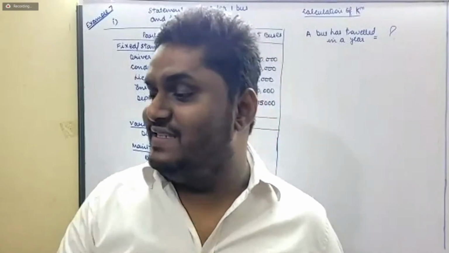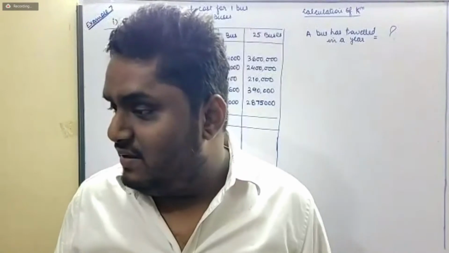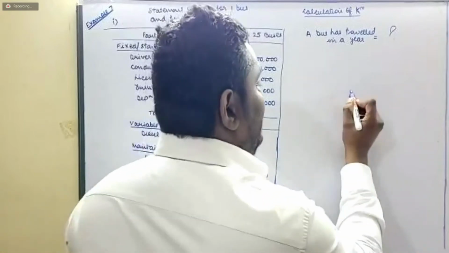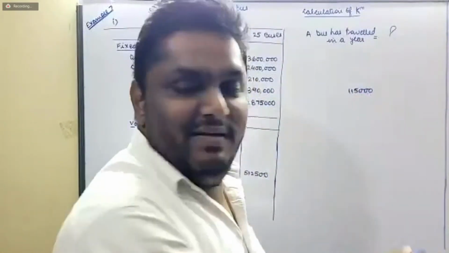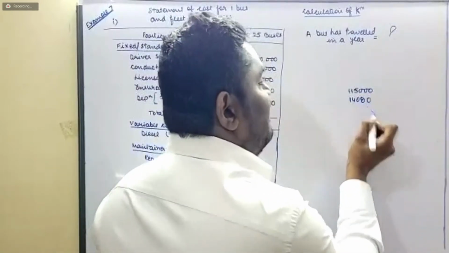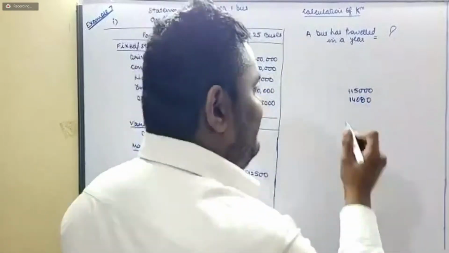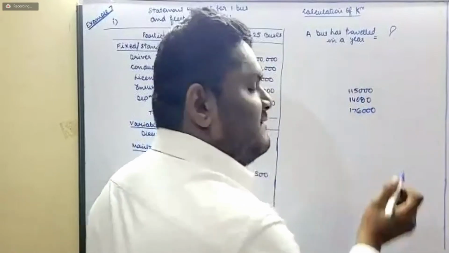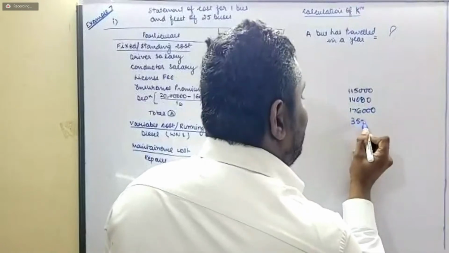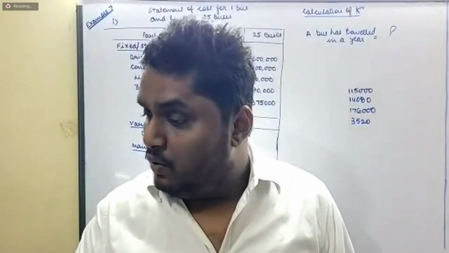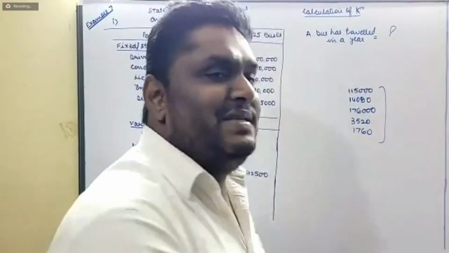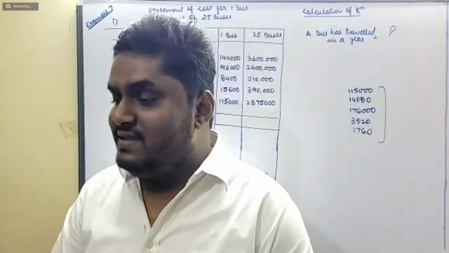So again, I have got so many answers. I've got the following answers: 1,15,000 from someone, 14,080 from someone, 1,76,000 from someone, 3,520 also. Okay, one more answer is there, 1,760 also. So these are the answers I have received. I'm surprised why you guys are not getting the answer.